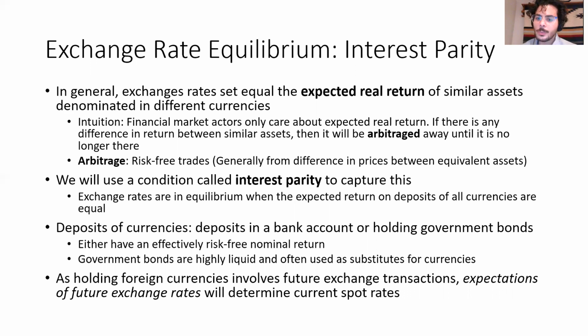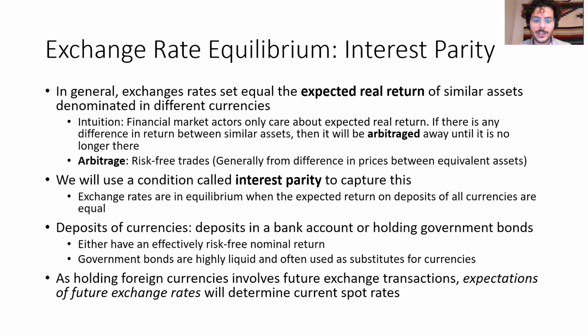Arbitrage is what we call a risk-free trade. The typical example of this is when you have two assets that are basically equivalent. They have the same return, they have the same risk, but their prices are different. If you have that, there's a risk-free trade, right? You can sell the asset that has a higher price and buy the asset that has a lower price. You're holding the same thing at the end of the day, but you've made money off of that transaction. So if we see these differences in expected real return of similar assets, they're going to be arbitraged away and prices are going to adjust until that real return is the same.